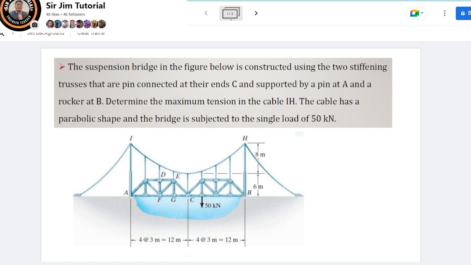Specifically, we are going to analyze and calculate the requirements for the suspension bridge being supported with this cable IH. Our task is to determine the maximum tension in the cable IH, whose shape is parabolic. The bridge is subjected to a single load of 50 kilonewton.